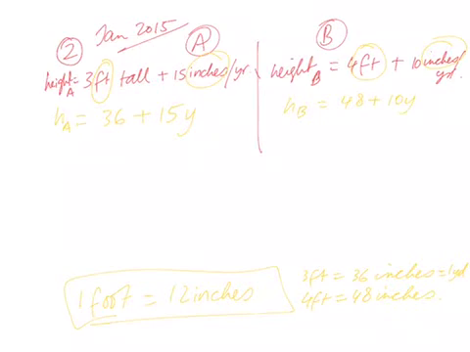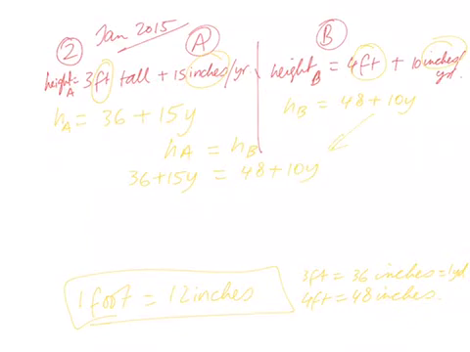We don't know y. But the question is, when do these two heights work out to be the same, right? So let's equate them. So let's equate HA and HB when they are the same height. So is this what I get?